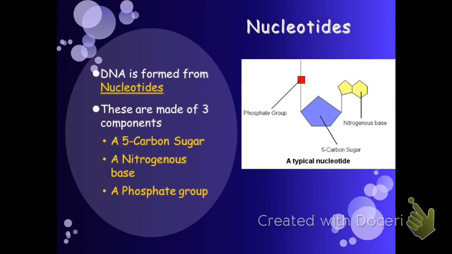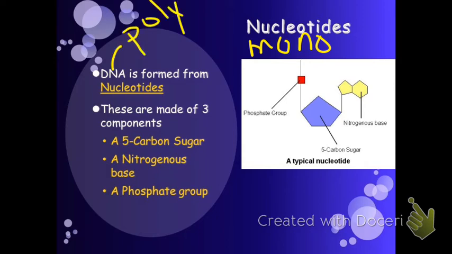So the nucleotide is the monomer in this case. That's our monomer, and the DNA or RNA are your polymers. The nucleotides are our Lego bricks, and we put them all together and make our Lego tower.